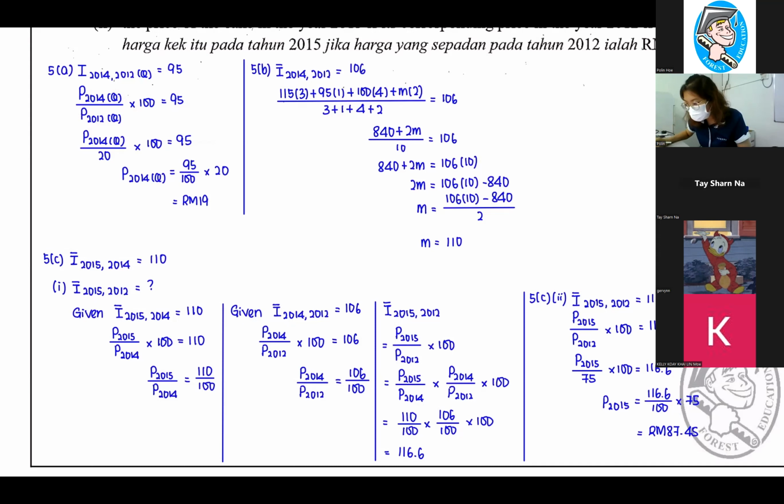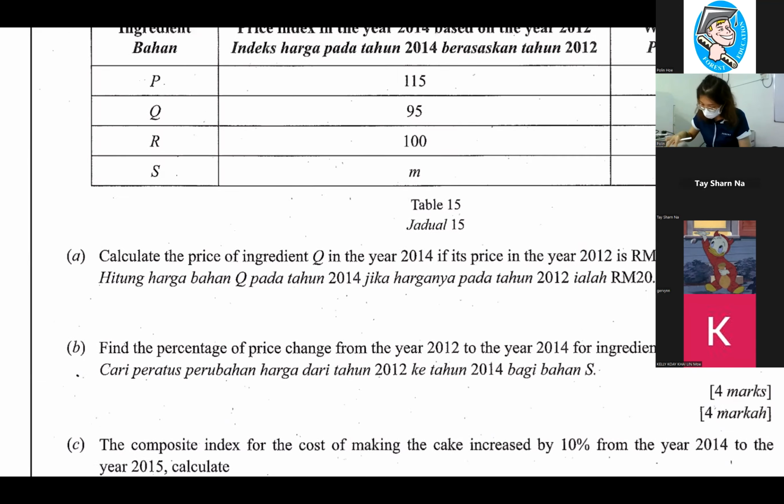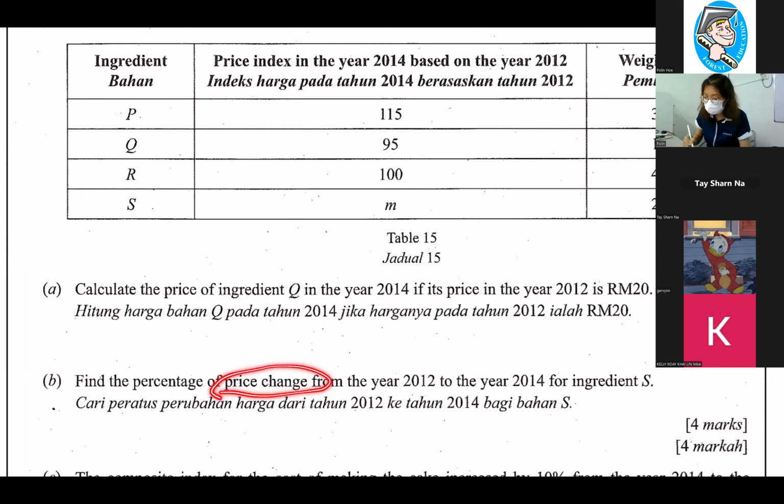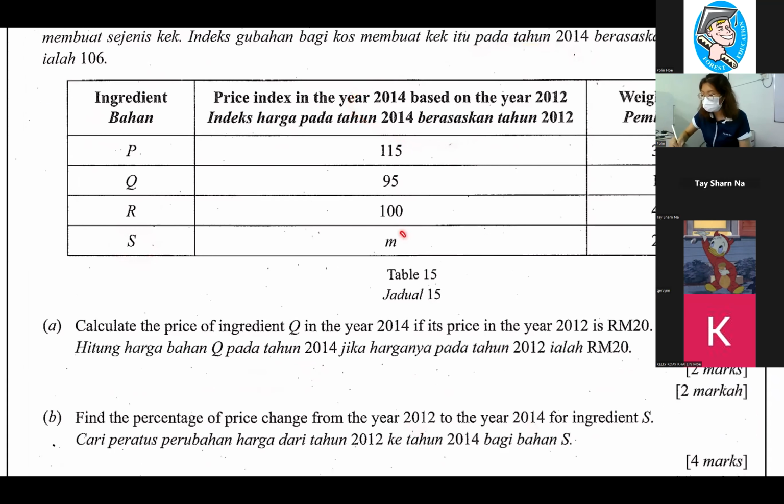The second part: find the percentage change from the year 2012 to the year 2014, which means I want to find the price index of item S. Sorry, I need to go back to the question. Percentage change is my index number 2012 to 2014 for item S, which means they are asking what M is. They want the value of M.